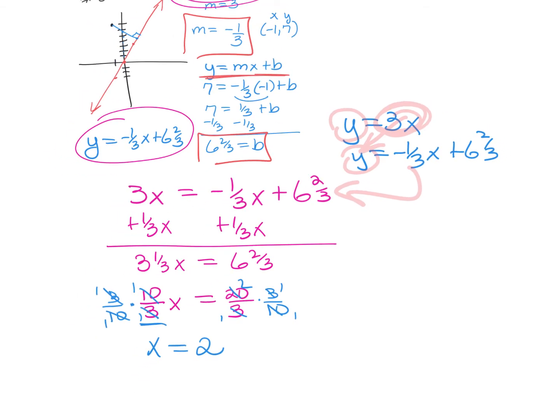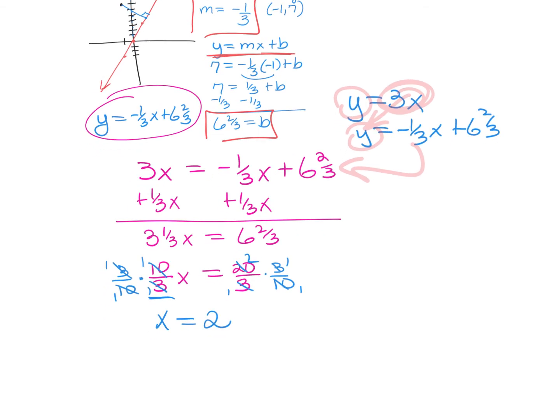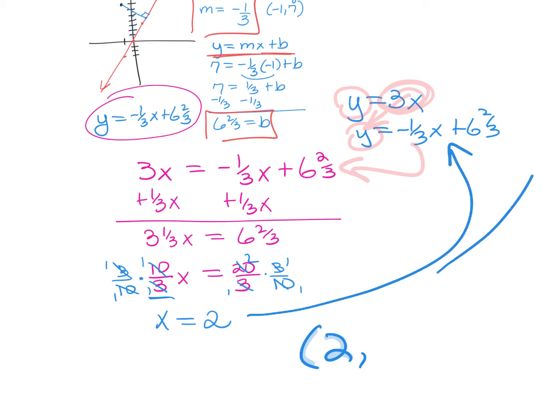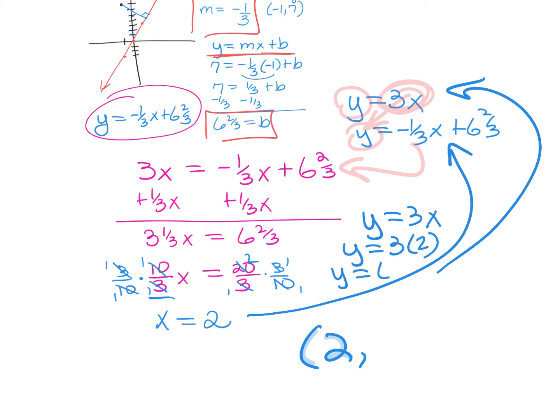So now what we need to do is find an ordered pair. So far, I only have the x of my ordered pair. I now need to find the y. I find the y by plugging it back into this one or this one. It doesn't matter. I'm going to definitely pick the easier one, and I'm going to plug it into y equals 3x. So I plug in 2 for the x, and the y of my ordered pair is 6.